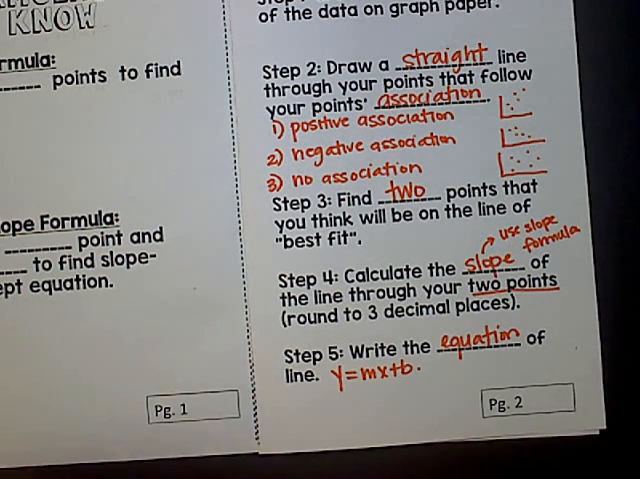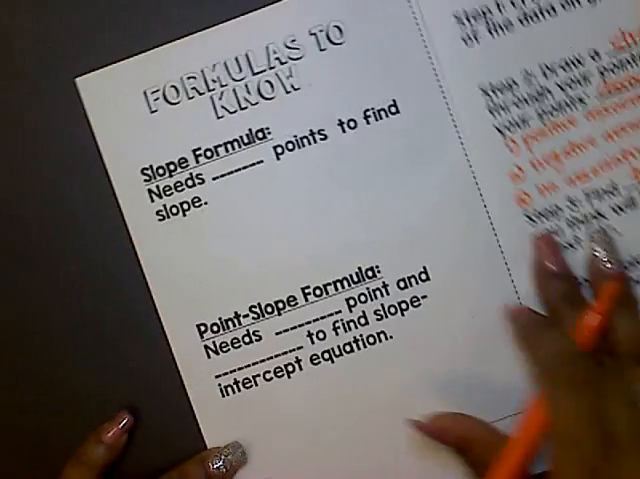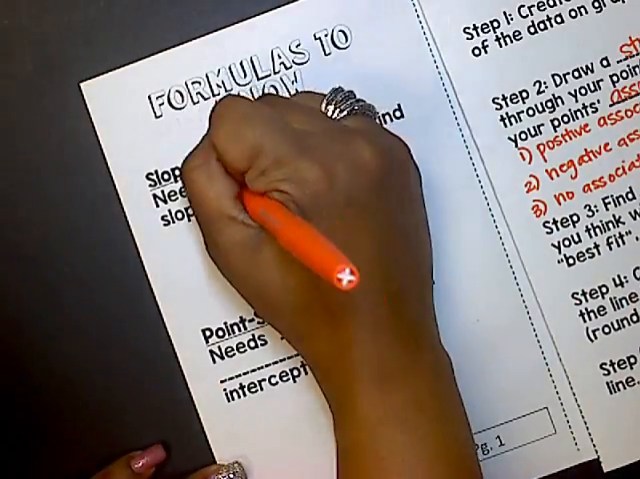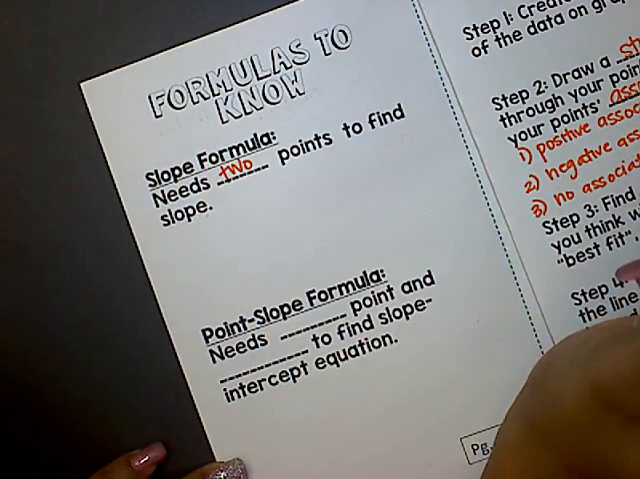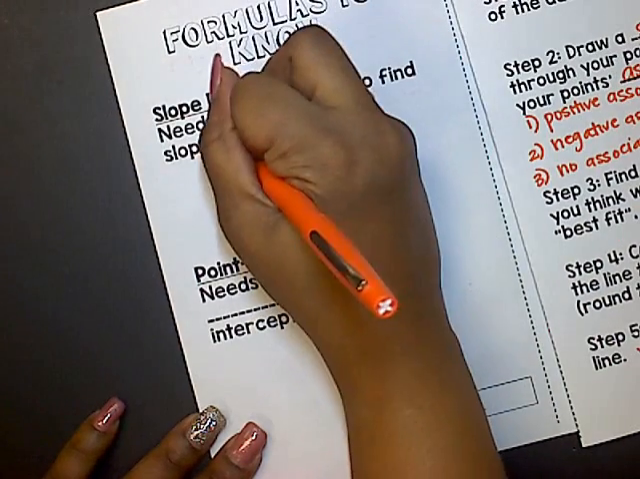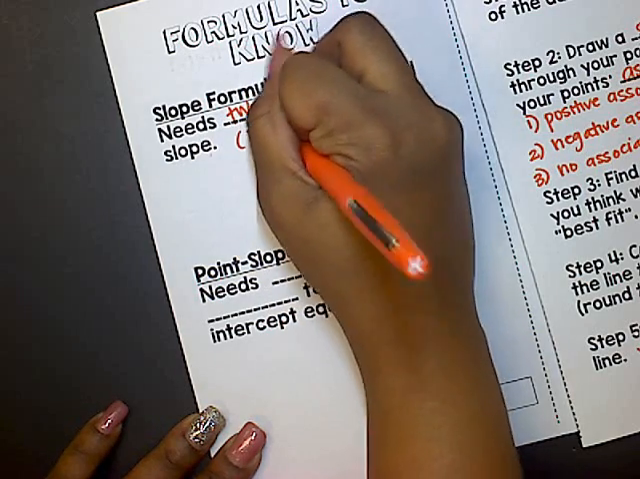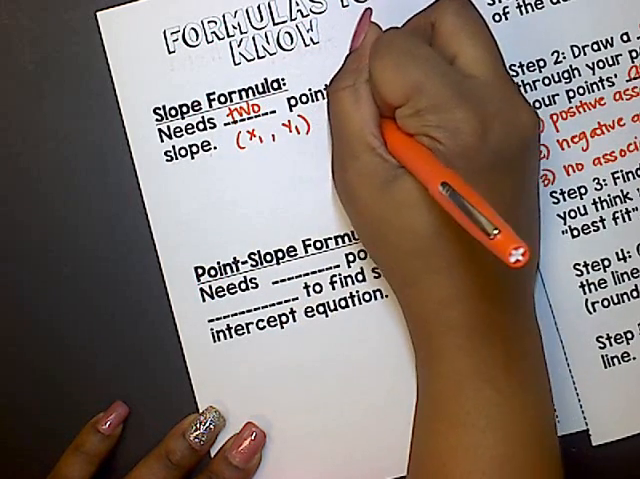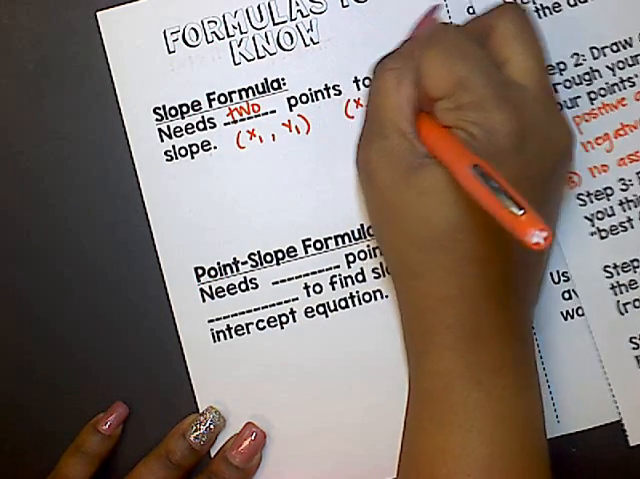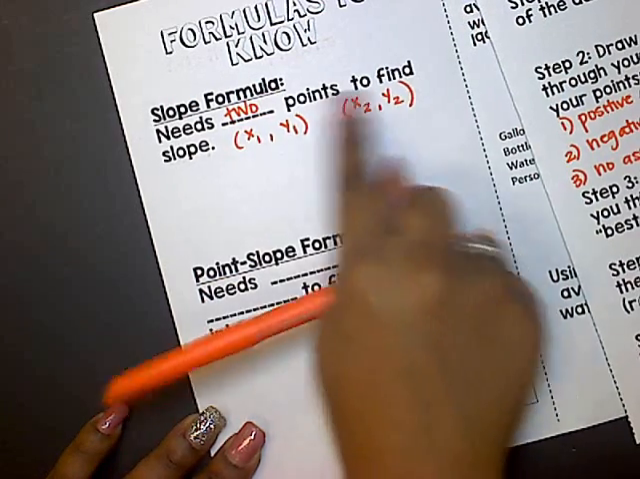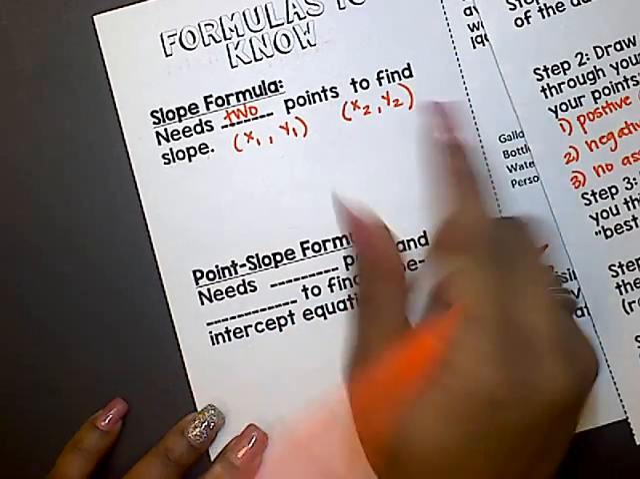Alright, so lots of this is review. We're just adding that layer of line of best fit. So, slope formula. Let's talk about it. The slope formula needs 2 points to find the slope. So let's say you have 2 points. You're going to have x1, y1. You're going to have x2, y2. This is not your formula. These are the 2 points you need. Okay? So those are 2 points.